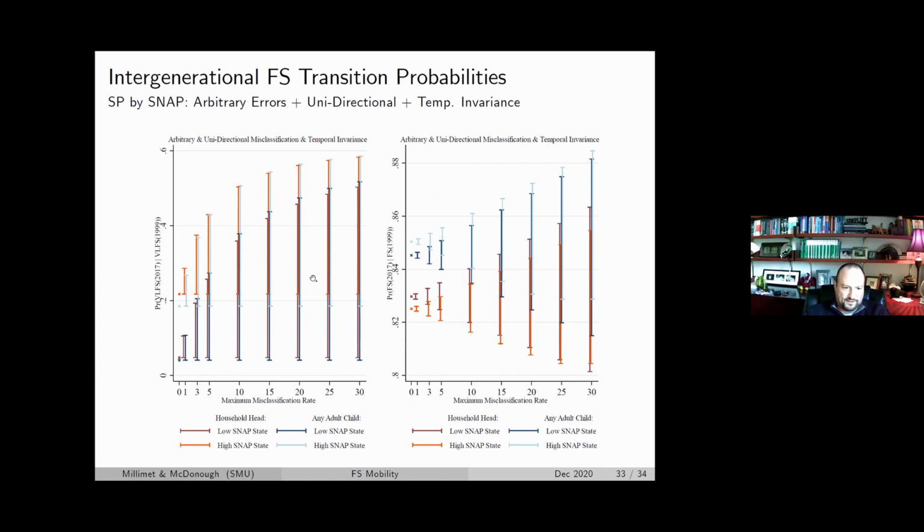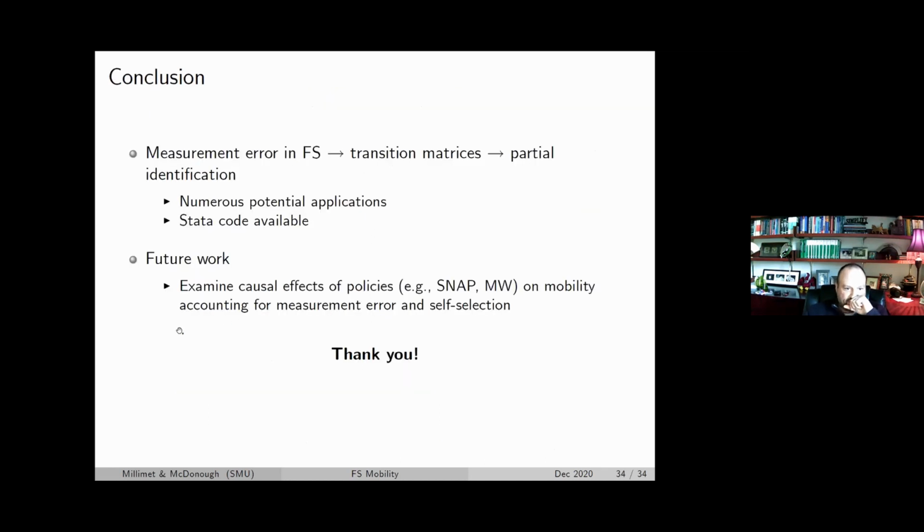Yeah, the high SNAP states actually have a higher staying probability, even in the low end of the distribution. So anyway, there's not a lot there at the SNAP level, but even then it's not causal or anything. We're just splitting the sample, so I wouldn't want to make causal statements based on that. All right, so that's it.